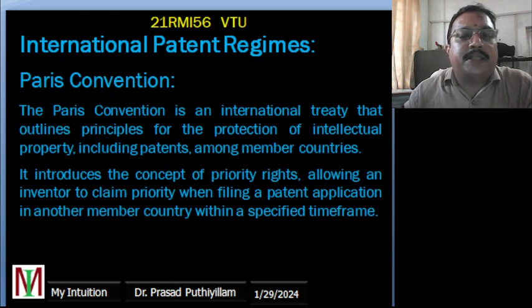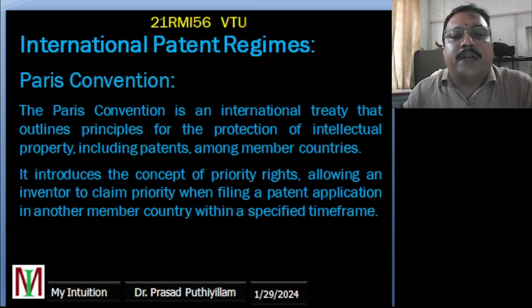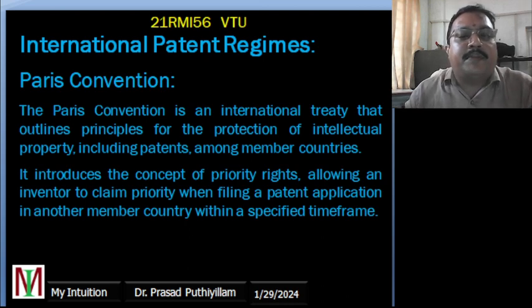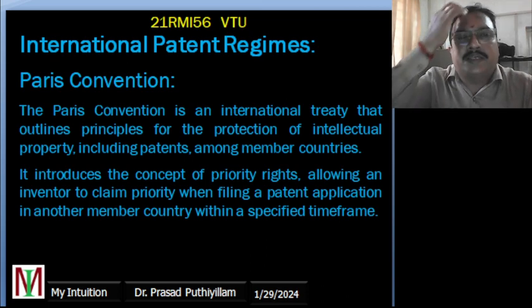Paris Convention. The Paris Convention is an international treaty. A treaty means an association or a meeting organized, like that you can say. It's an international treaty which outlines principles for the protection of intellectual property, including patents, among the member countries. So it introduced the concept of priority rights. Very important, these priority rights allow the inventor to claim priority when filing a patent application in another member country within a specific time frame.